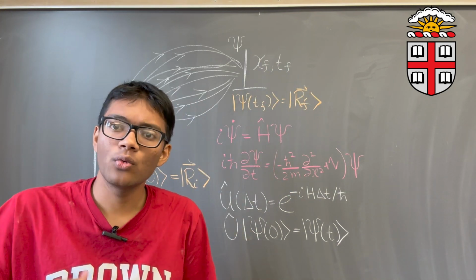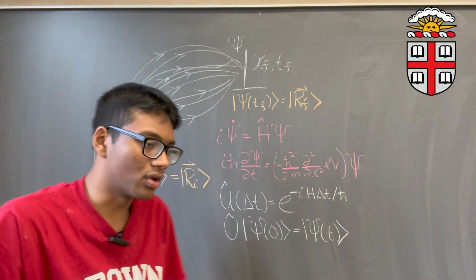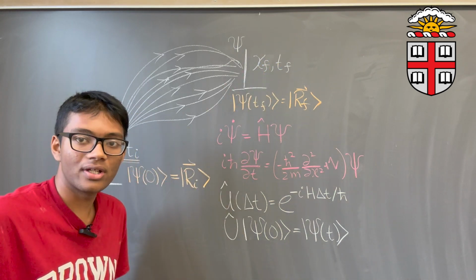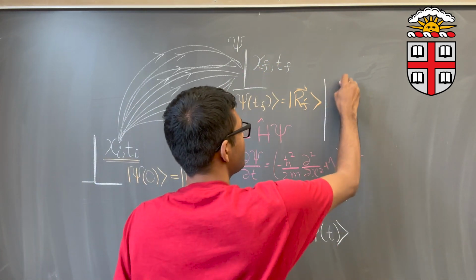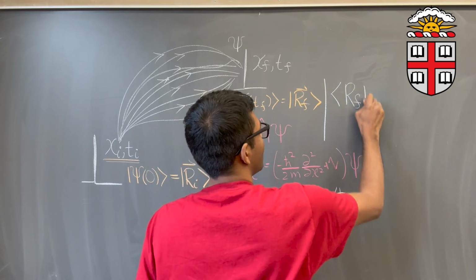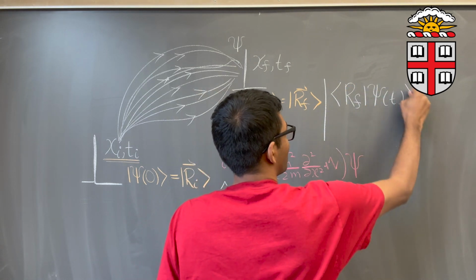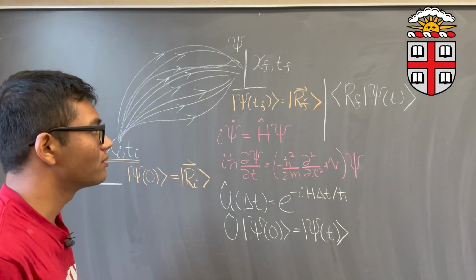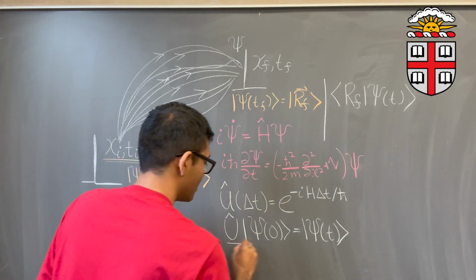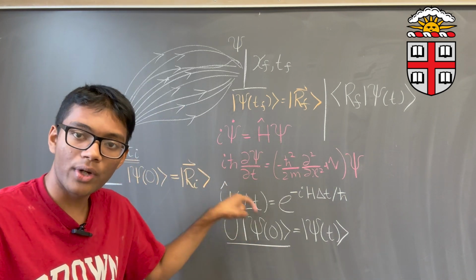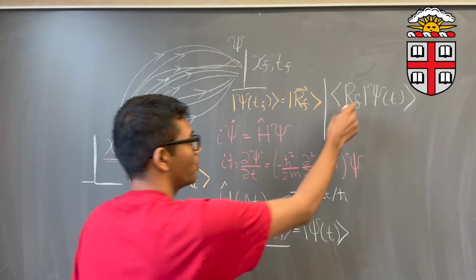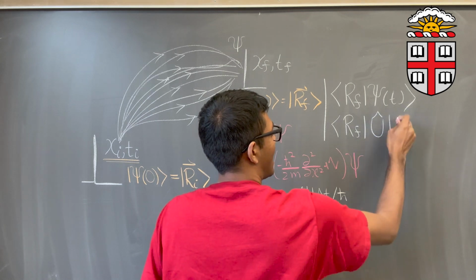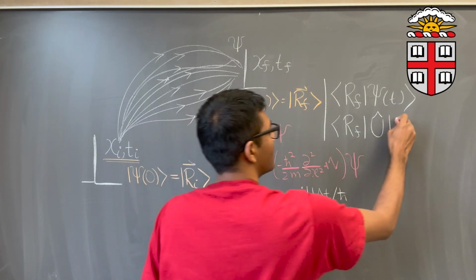To answer that question, we need to use the overlap integral. The overlap integral simply says the amount of the electron that arrives over here is simply given by the overlap of r sub f with the electron's wave function at some later point, psi of t. Okay, now we know what psi of t is, do we not? Psi of t is simply the time evolution operator acting on the initial wave function. So we can simply replace this psi of t with the time evolution operator acting on our initial wave function psi of 0.